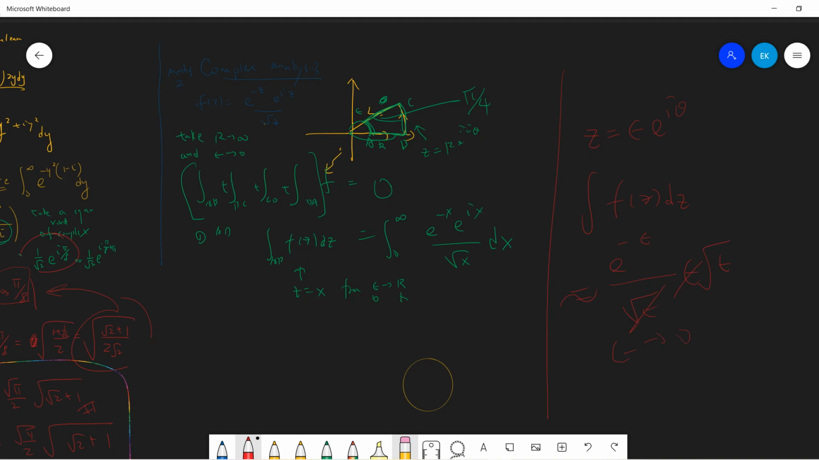As epsilon goes to 0, this term will go to 1, and the square root of epsilon will go to 0. So this term still goes to 0. So the easy dimensional analysis gives you the great arc and the small arc both give you 0.